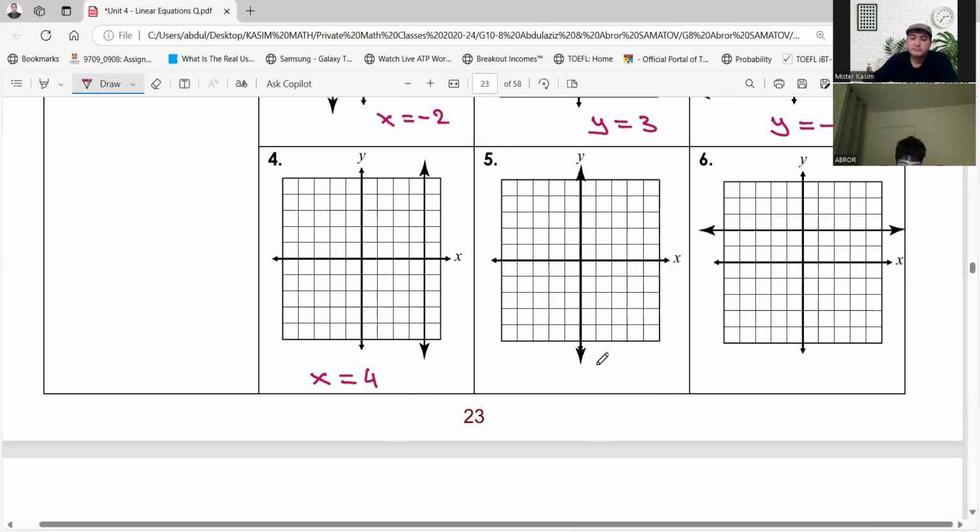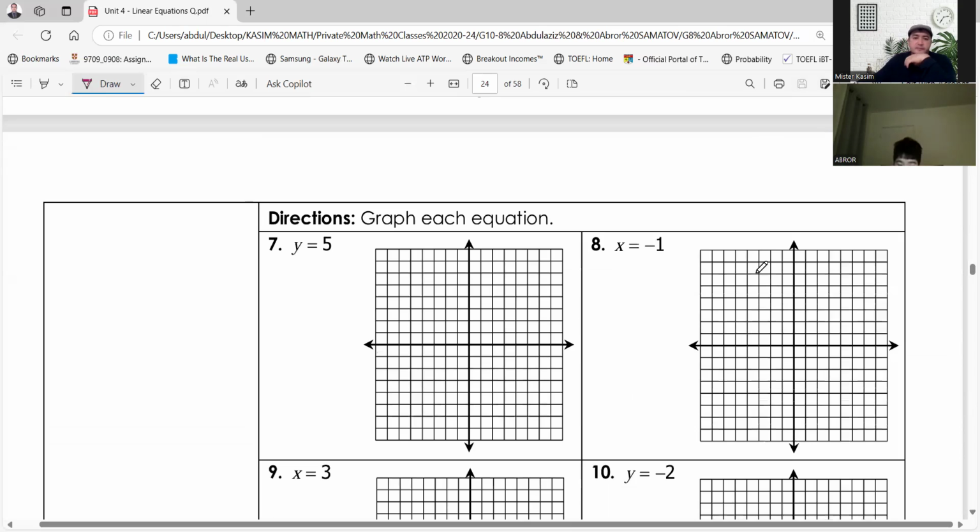Slope is undefined. But what is the equation? It's just overlapping the y-axis, right? That means it is crossing the x-axis at this point. So this will be x is equal to 0. And how about 6? It is a horizontal line, y-intercept right here, 1, 2. And that's why the equation is y equals 2. Okay?